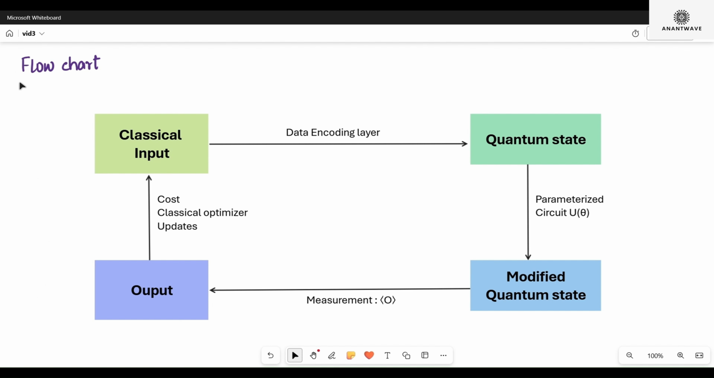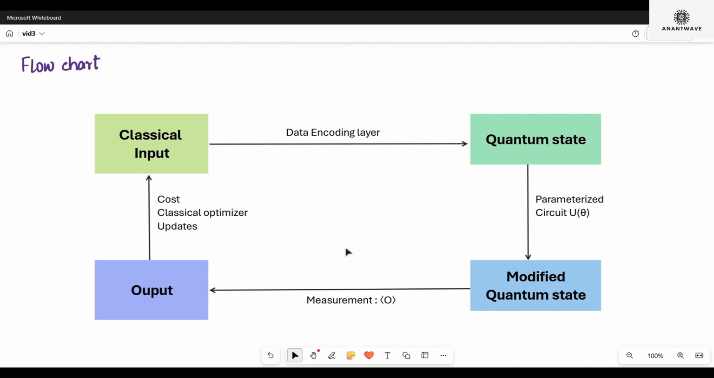Let's see the flowchart for implementation. Firstly, I have a classical input. I'll pass this classical input into a data encoding layer to convert it into a quantum state. Further, I am applying a parameterized circuit on the quantum state to make it into a modified quantum state, which will have parameters. I am measuring the output and then calculating the cost. Further, accordingly, I am applying a classical optimizer to update the weights and minimize the cost. This loop will go on till we get the minimum cost.